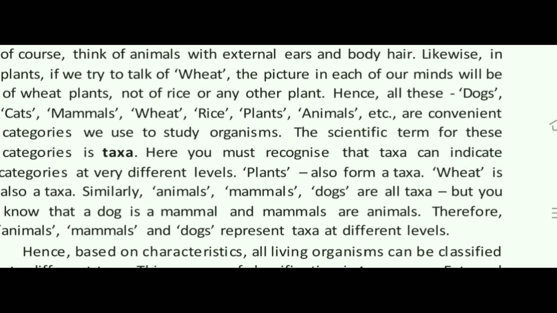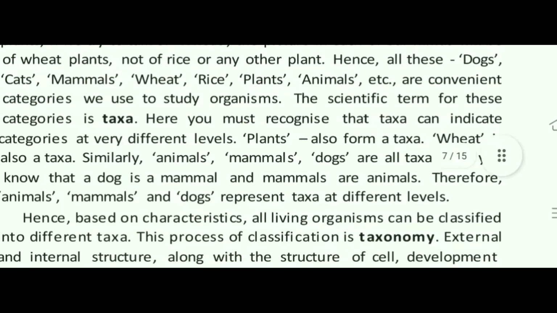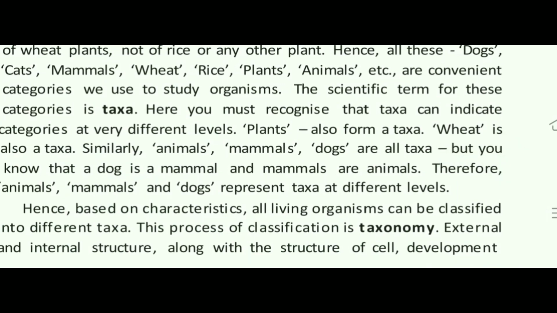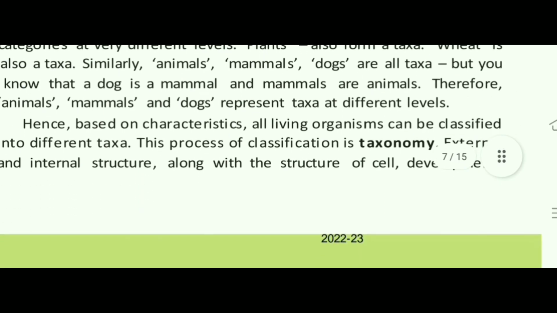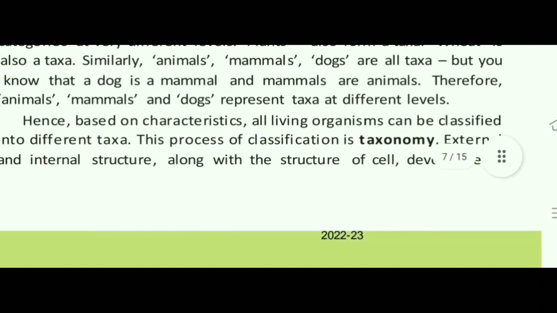Now, if we were to think of cockroaches, we know what we are talking about. Similarly, suppose we were to say mammals, you would of course think of animals with external ears and body hair. Likewise in plants, if we talk of wheat, the picture in each of our minds will be of wheat plants, not of rice or any other plant. Hence, all these dogs, cats, mammals, wheat, rice, plants, animals, etc. are convenient categories we use to study organisms. The scientific term for these categories is taxa.